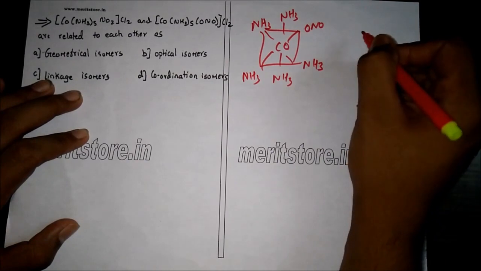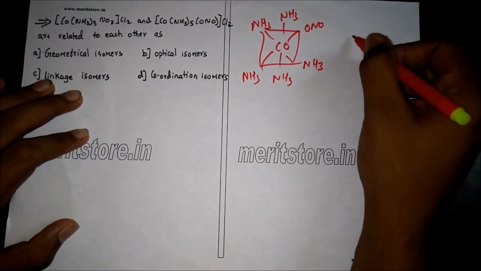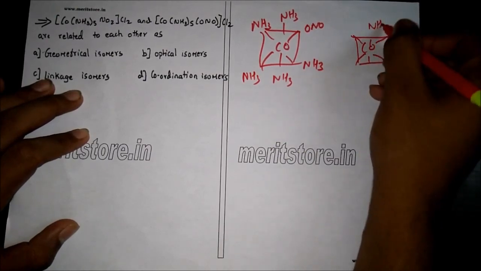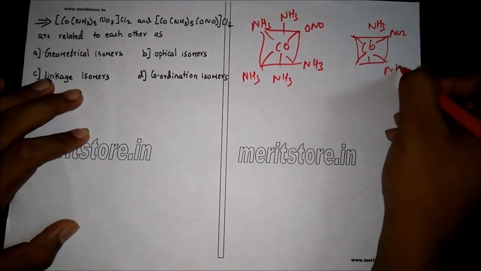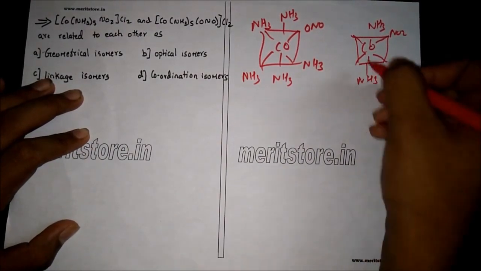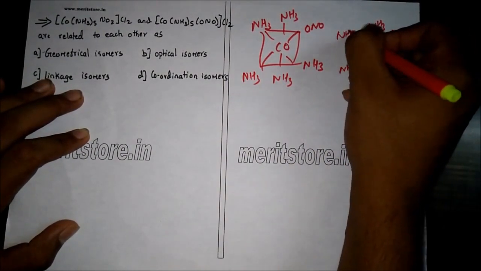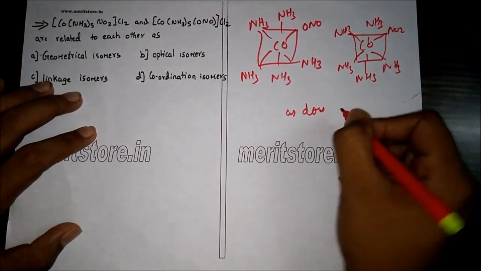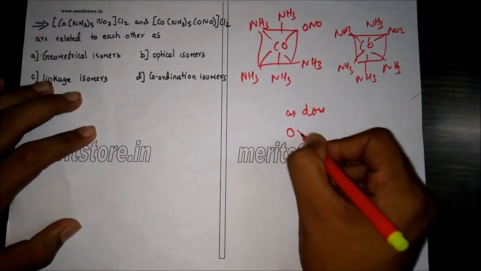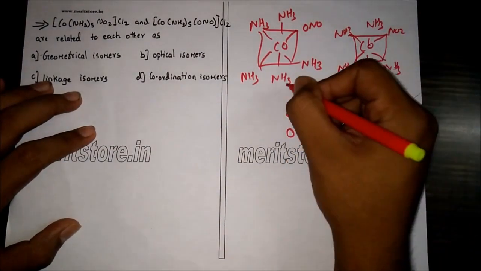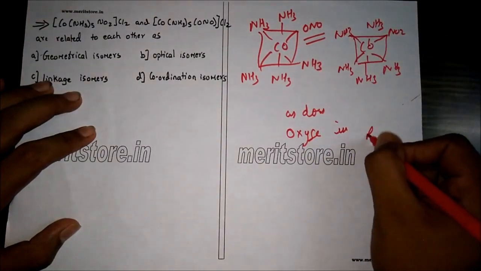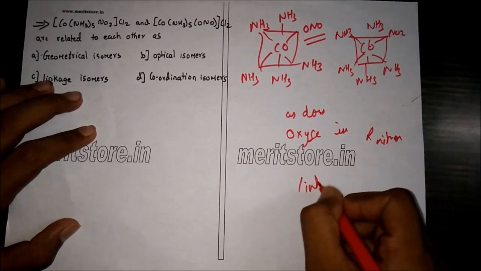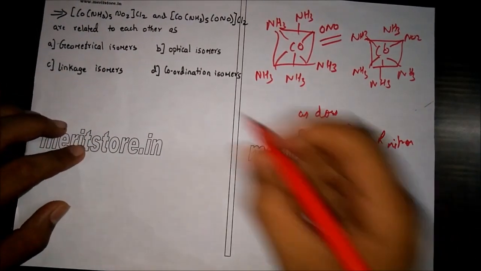And the first compound is given by Co with NH3, NO2, NH3, NH3, NH3 and NH3. Here more than one atom functions as donor, as oxygen in the second one and nitrogen in the first. So they show linkage isomerism. Therefore, the correct answer is option C, linkage isomerism.